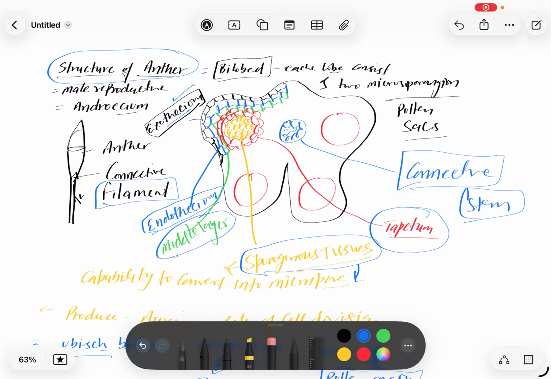One more thing: in some plants, there is only one lobe, so only two pollen sacs are present. In some plants, there are two lobes, so four pollen sacs are present.